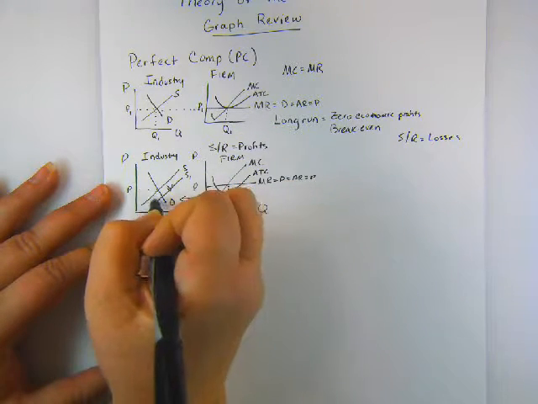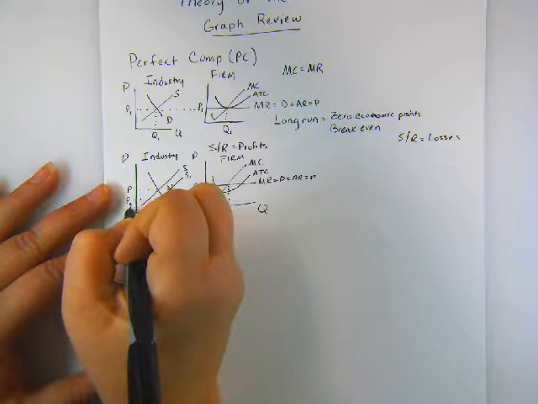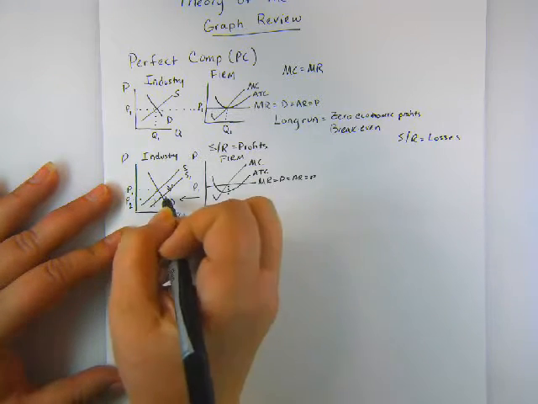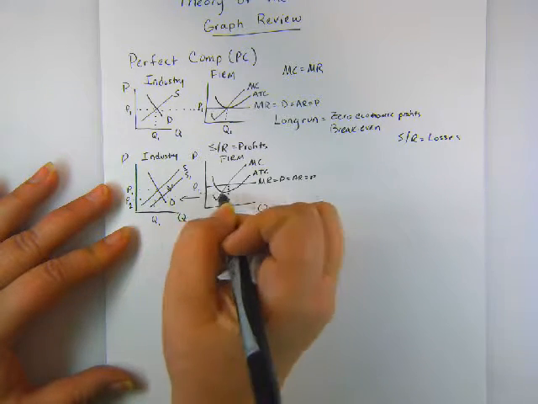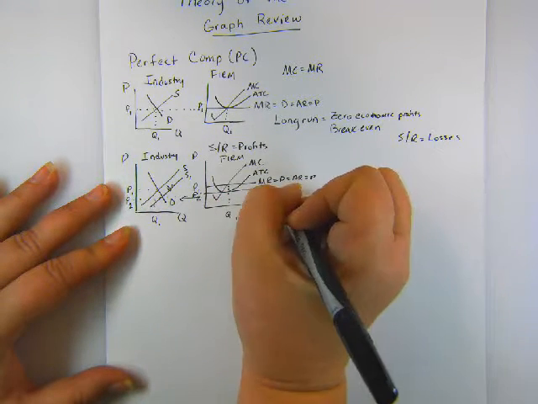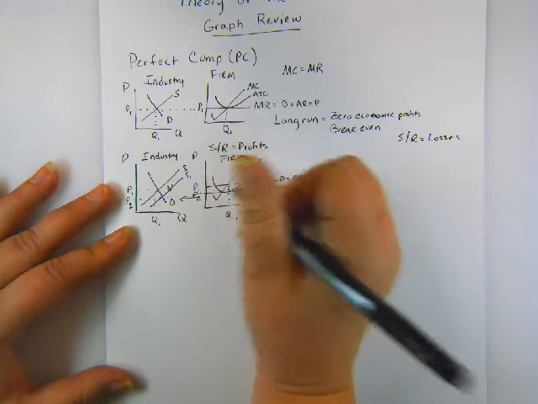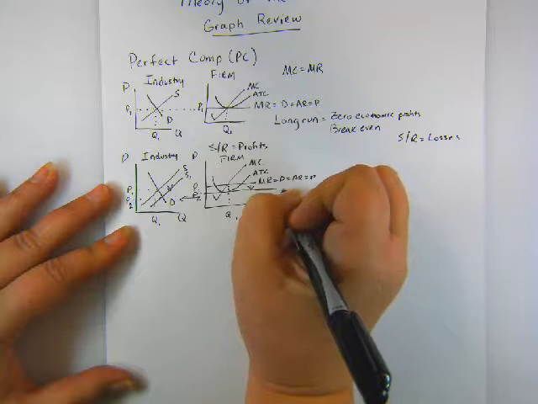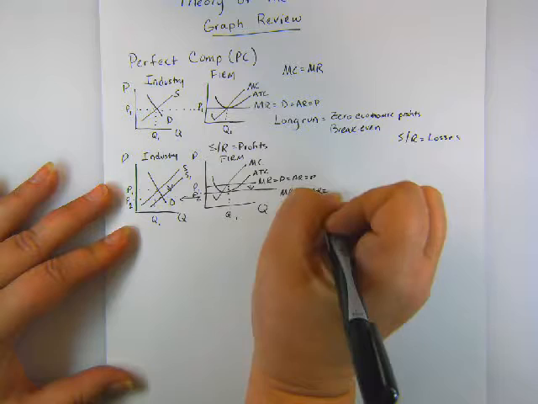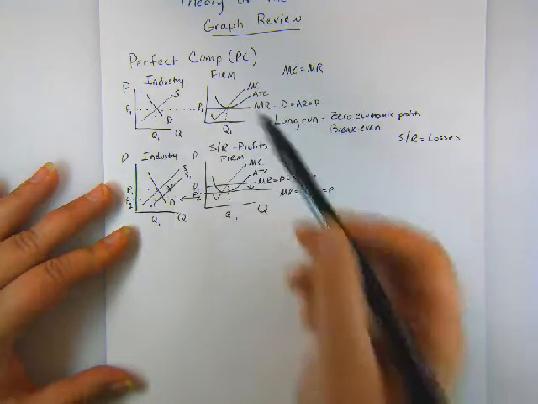This was our original price. This is our original quantity. If we see a change in price, that has to carry over to a new price for the firm. The price drops to the point that we'll be back at break even. So the long run effect ends up happening.